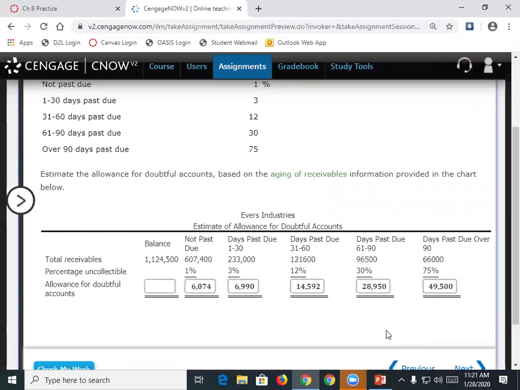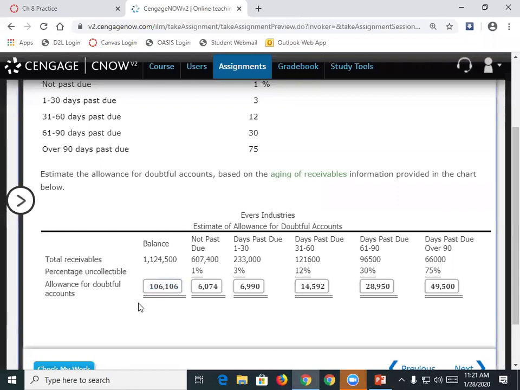So once I do my aging schedule, all I need to do is add all of those up, and that'll give me my total desired balance in allowance for doubtful accounts. So I add those 5 up. 106,000. Very good. 106,106.